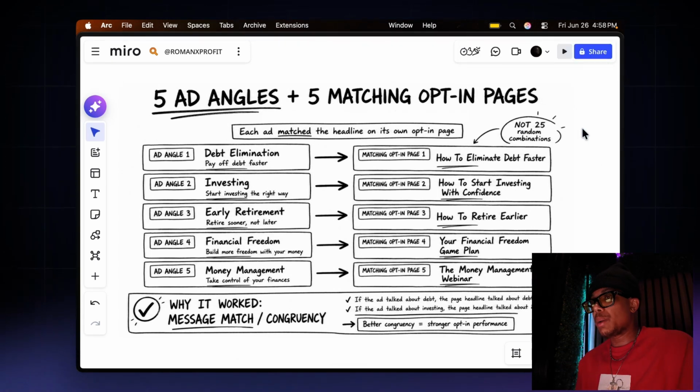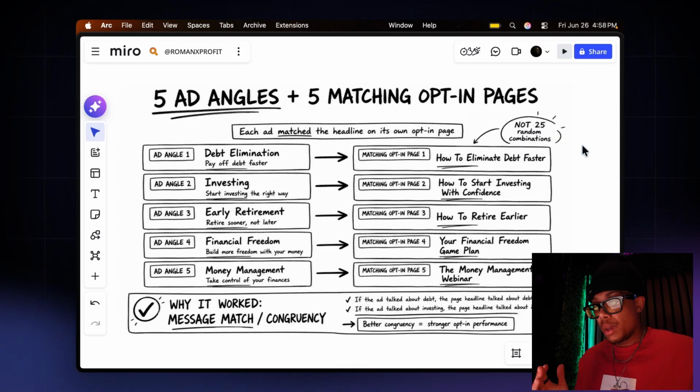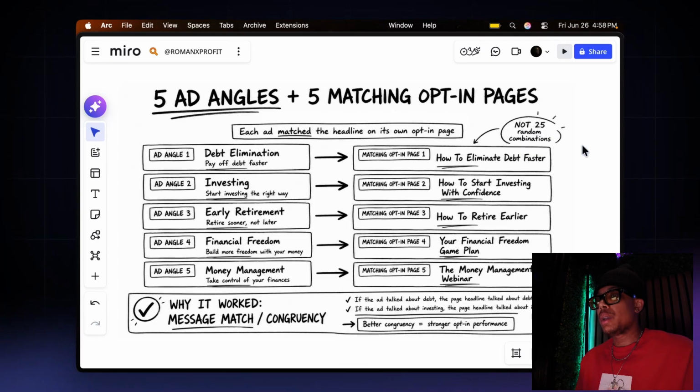Here, for example, this is what I always like to do when we're testing. We're usually testing 30 ads per webinar. For those 30 ads, we have 5 different angles, so 6 ads per angle.